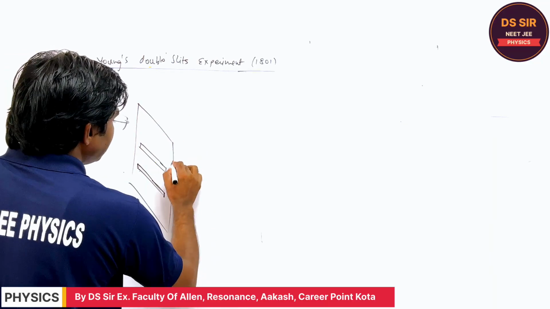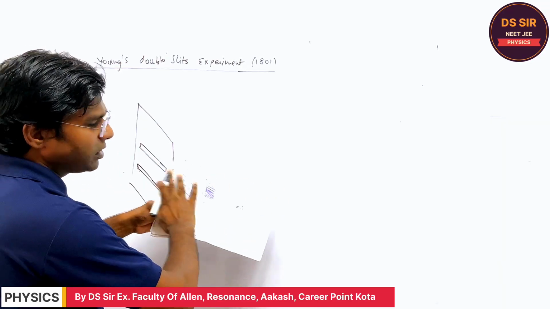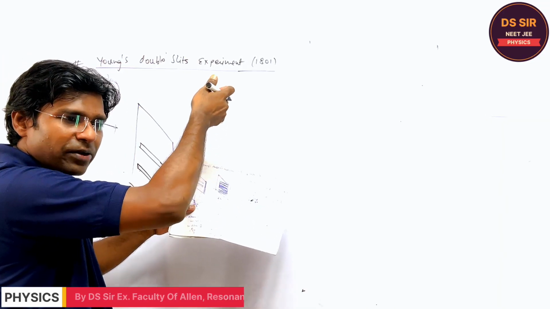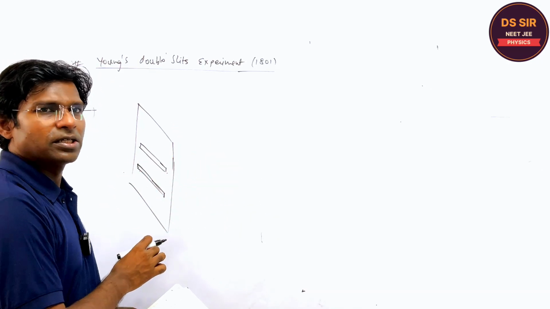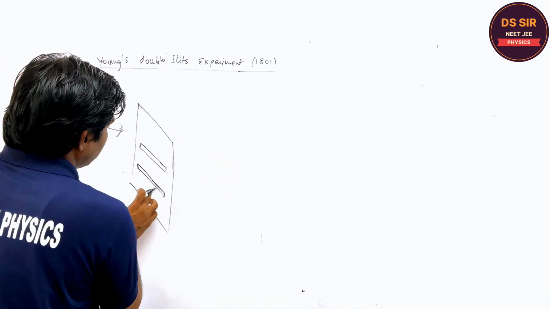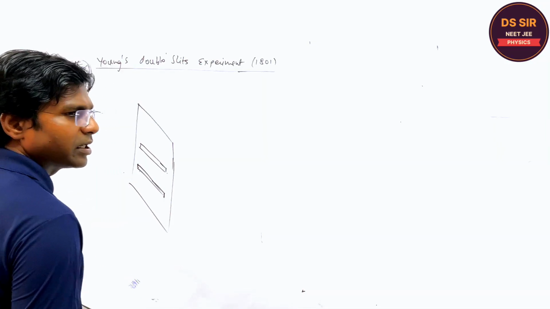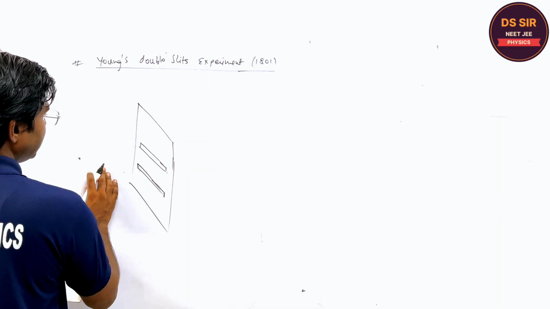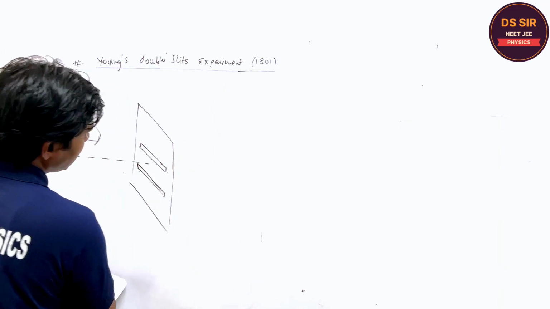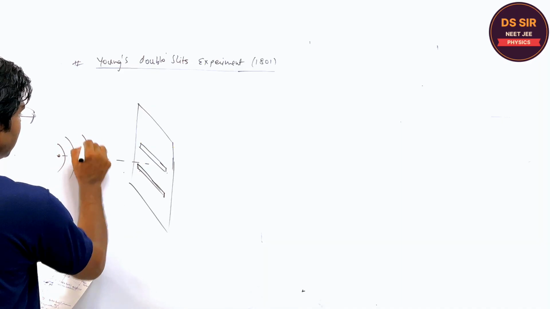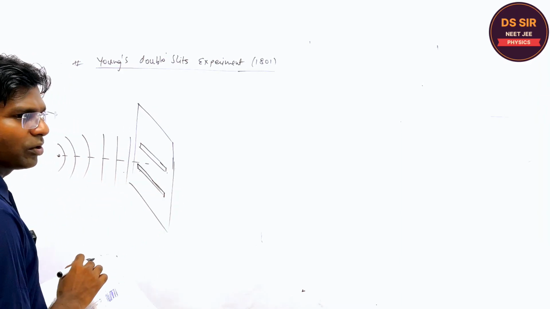The two slits. What is a slit? If you consider this is the copy, and you tear this with a blade, it makes a very small passage. Suppose light is incident, and these slits are symmetric. If the light is from a point source, it will reach these slits.